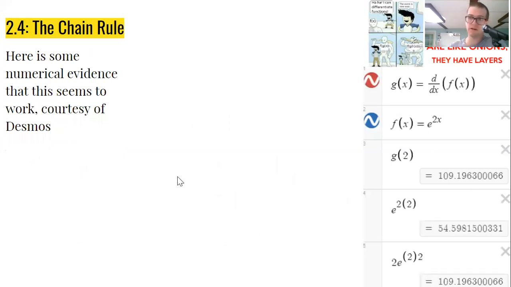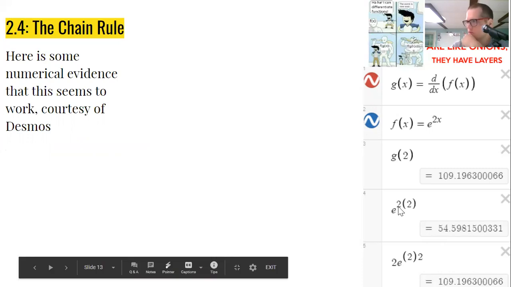So I want to point out some numerical evidence, and that this isn't just me saying, hey, this is the way it is. I'm going to go to trusty old Desmos, because I think a lot of us trust in Desmos a lot for things. So I said, let f of x be e to the 2x, and let g of x be the derivative of f of x. I found out g of 2 was 109 something. If I plugged in 2 for f of x, e to the 2 times 2, I would get 54 point this. That looked like it was about half as big as it should be. So I multiplied by 2, and I got what I needed.